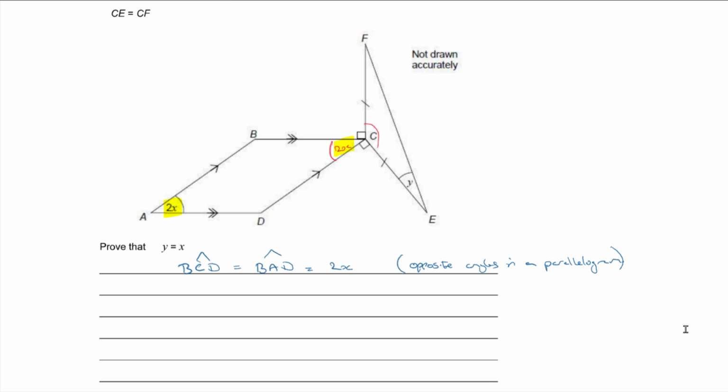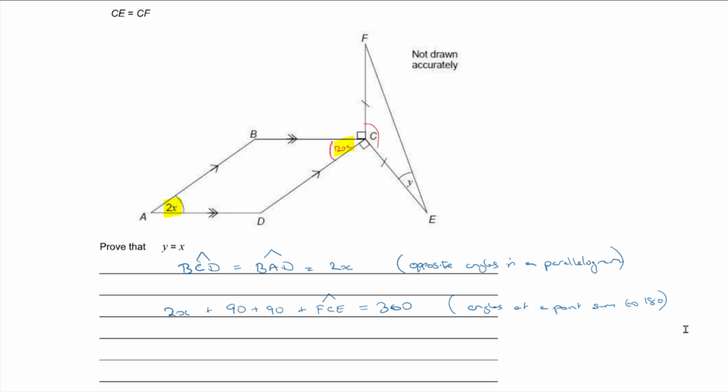to find the angle at C. So I can say that 2x plus the 90 degrees plus 90 degrees plus my angle FCE equals 360, and that's because angles at a point sum to 360.